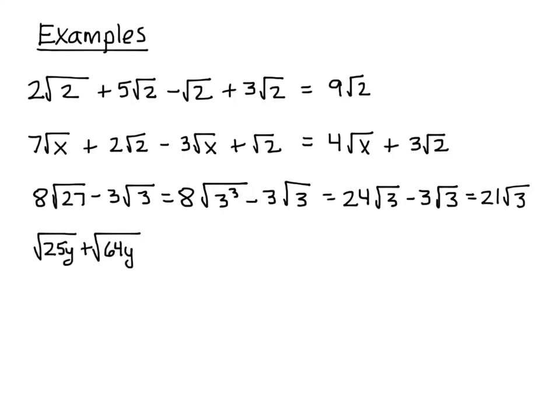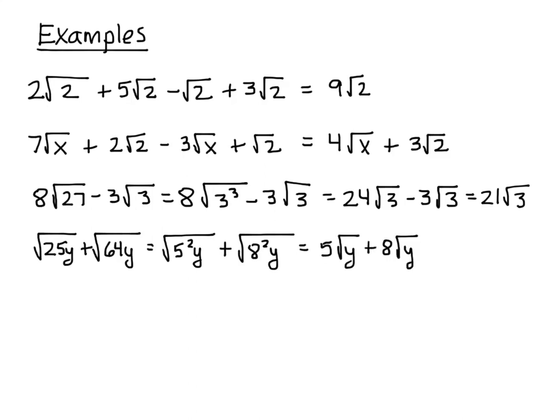And here's one with a variable in it. So we factor this out to be 5 squared y inside the square root, and then the square root of 8 squared y. You get a 5 and an 8 outside of the square root of y, and those add together to get 13 square root of y.